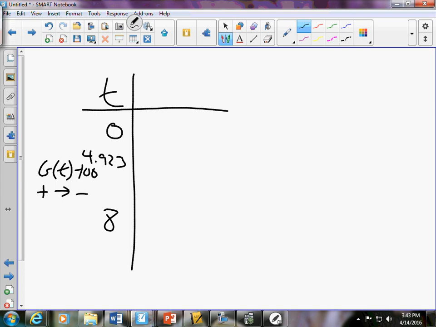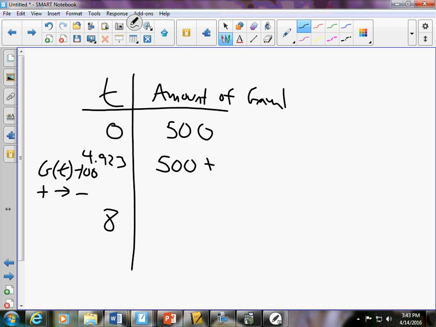4.923 was the time. Now, the amount of gravel that's actually there, I don't have a fancy name for. At time 0, they gave that to us. Did you get that part? That's 500. How are you going to figure out how much gravel you have at this time? Rate in minus rate out. So G of t minus 100, from 0 to this number here.